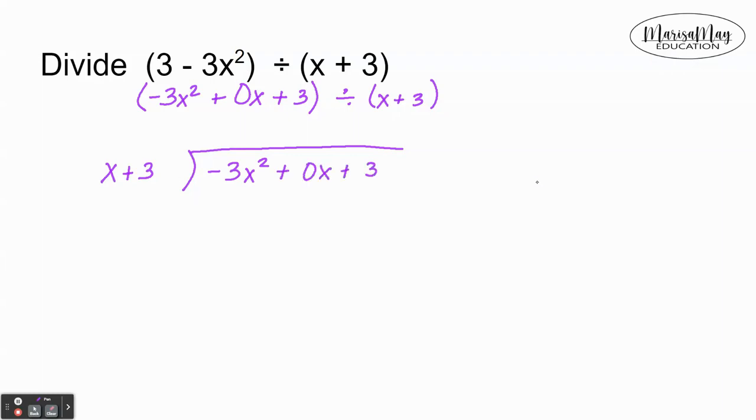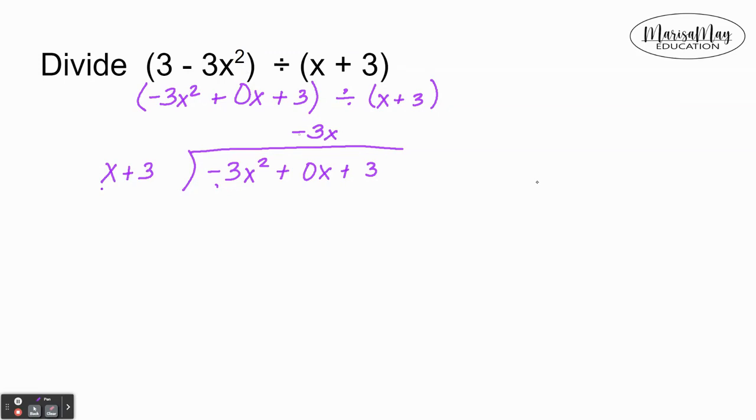Now we ask ourselves, the x that's on the outside, what do we multiply by x to get the negative 3x to the second on the inside? Let me say that again. What do I multiply x by to get the negative 3x to the second on the inside? That would be negative 3x, right? So I'm going to line that up with the x term here. Notice I put it on top of the 0x term.